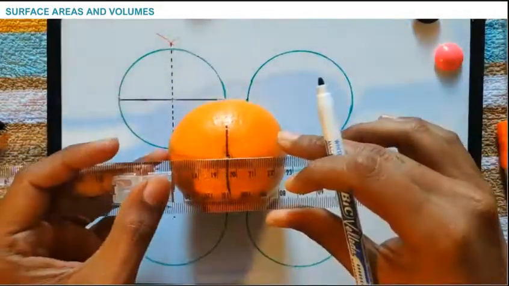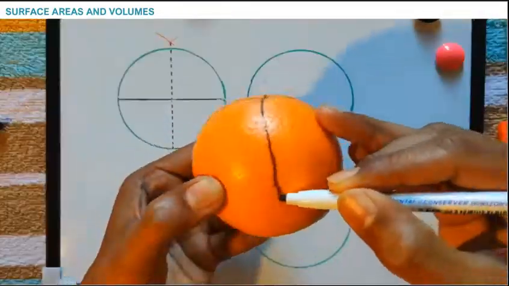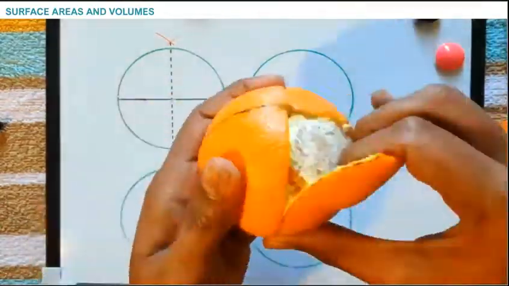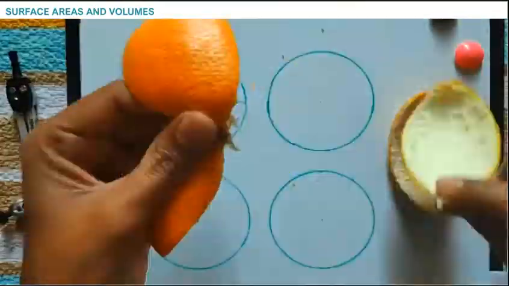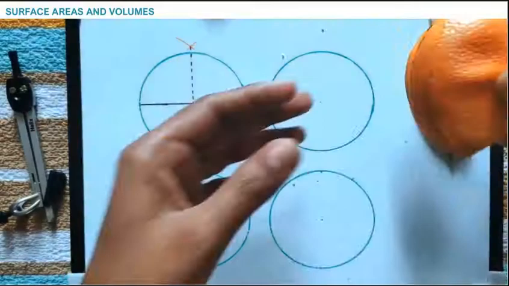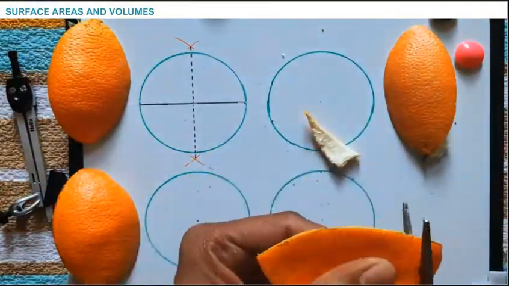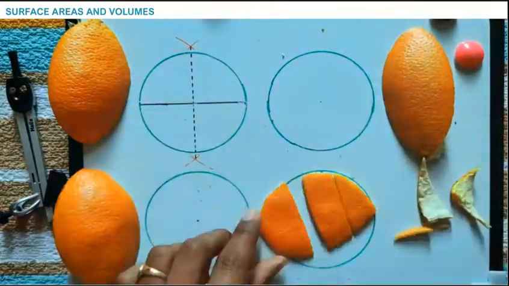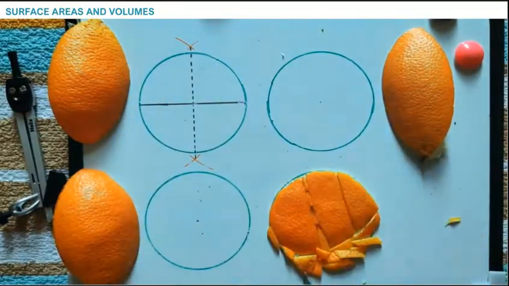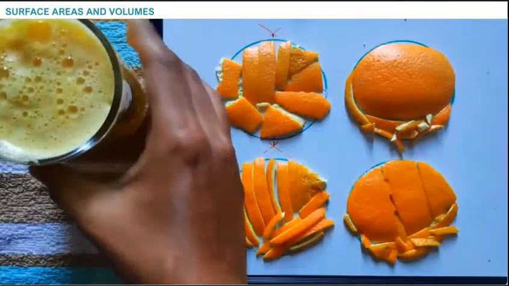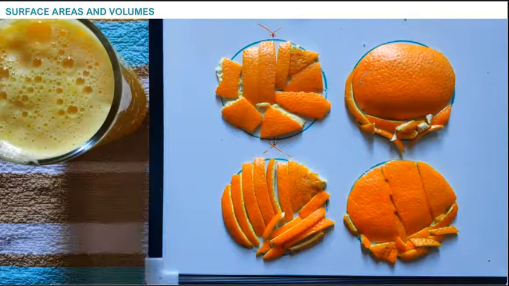Now let's peel the orange skin and try to fill with the circles. Don't think like it's approximation, it is exactly equal. We have the next step to prove that one. Now let's fill it and we'll try to understand them. You can try with your kids, they will enjoy a lot. They will not forget this formula in their life. On the board we can see now surface area of the sphere is exactly fit into the area of the 4 different circles.